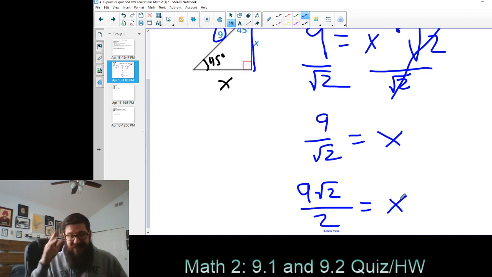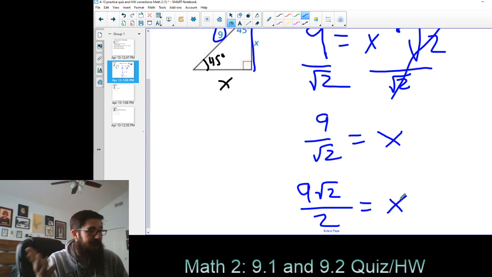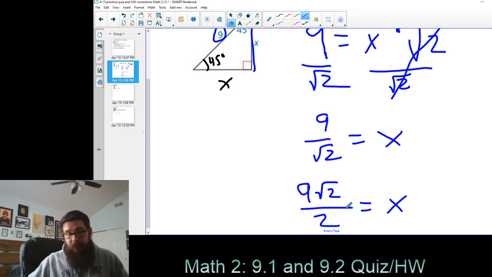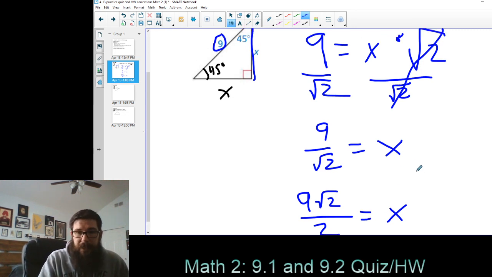This will come out to like 6.36-ish if you did a decimal sort of thing, and you could take 9 and divide it by square root of 2. This is like 1.41. The square root of 2 divided by 2 is like 0.707. You can clean all of those things up, but this is going to be the answer that we're looking for.